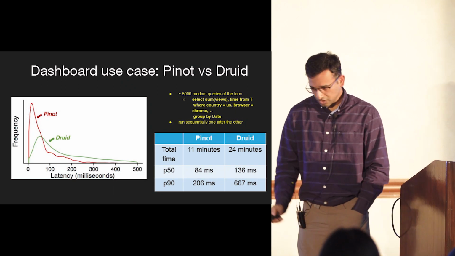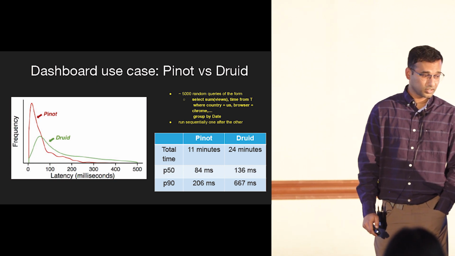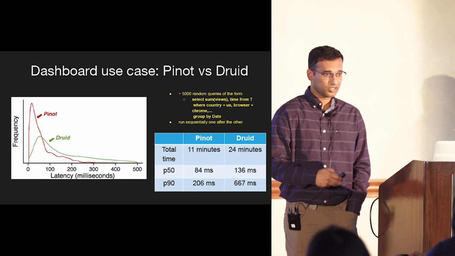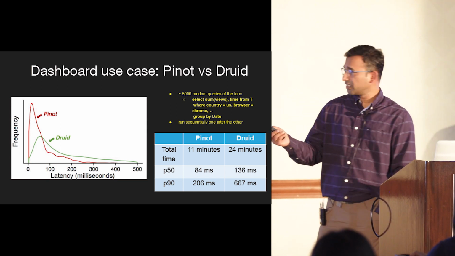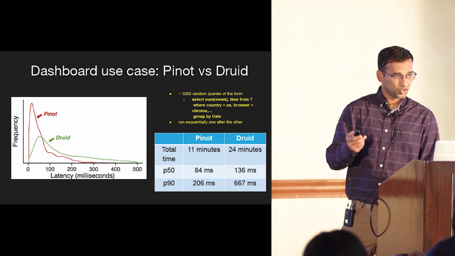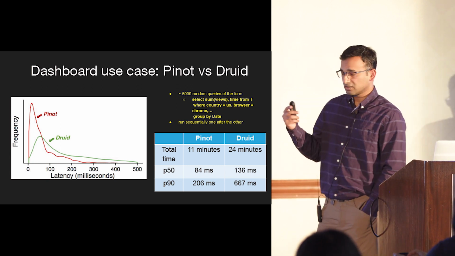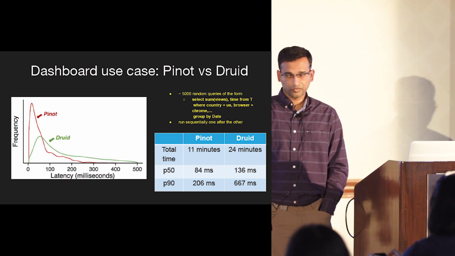So this is another comparison between Pinot and Druid in this particular case. We basically took all these queries and ran them across Pinot and Druid. As you see, the P50 and the P90 are not too much of a difference, and this is not really seen by a human: 84 milliseconds versus 136, which for a dashboarding application is not that big of a difference.